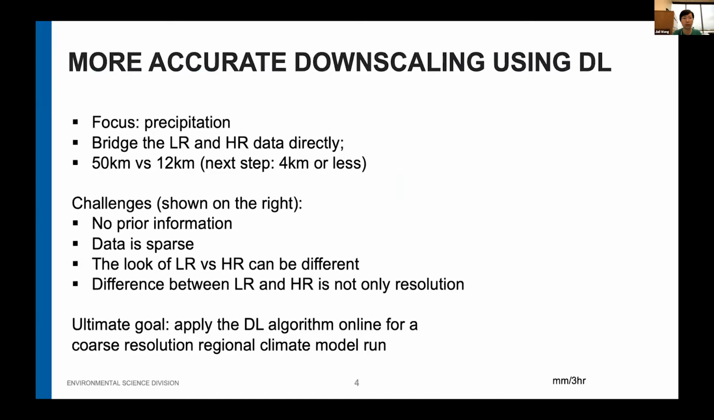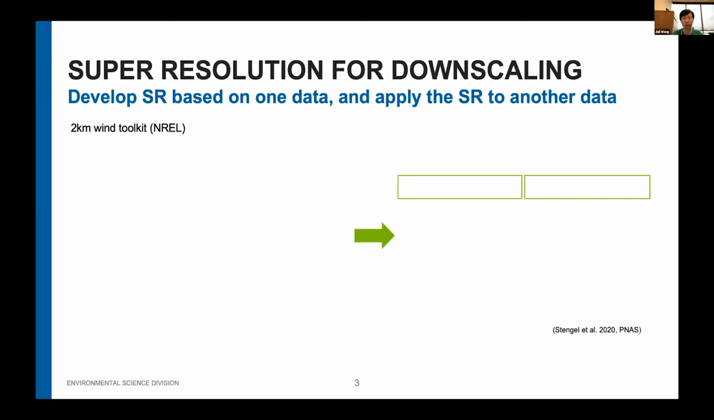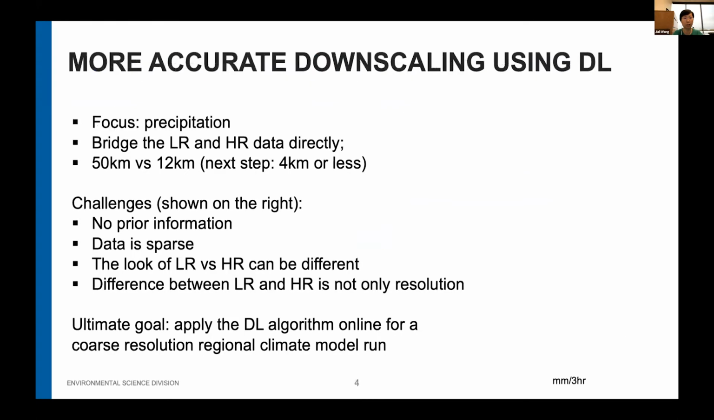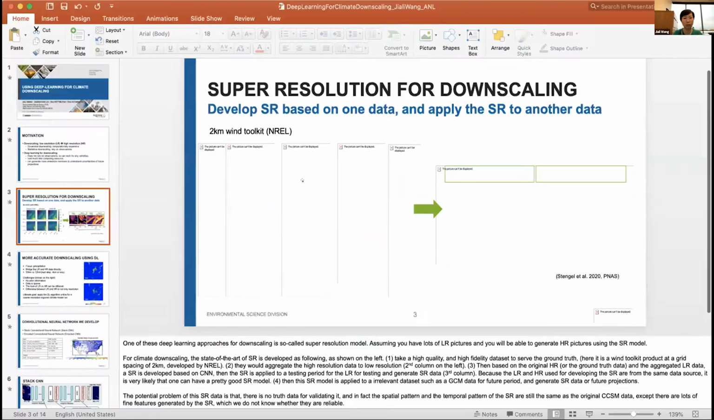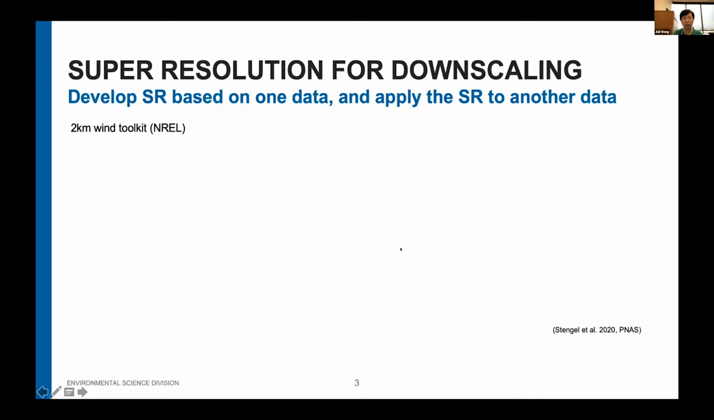Oops, sorry. This looks not right. I don't know why the figure didn't come out. Okay, I'll just talk about it.